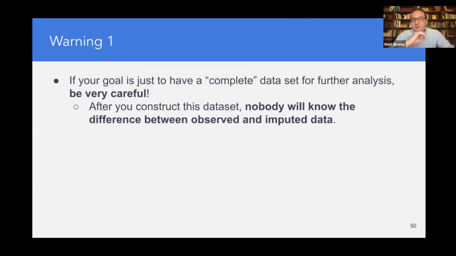Warning 1. If your goal is just to get a complete data set for further analysis, you need to be very careful. What I mean by that is if you've got missing values and you just plug them in because you want to have a complete data set to hand off to someone else, you need to be really careful. After you construct that data set, if you fill in those values in R, in Python, in Excel, nobody will know what data is observed or what data is imputed unless you take care to make sure people know that. The second you give that data set to someone else, they may just assume that all of that data was observed, that none of it was missing. So that's really, really tricky and can be quite risky. So that's one thing.